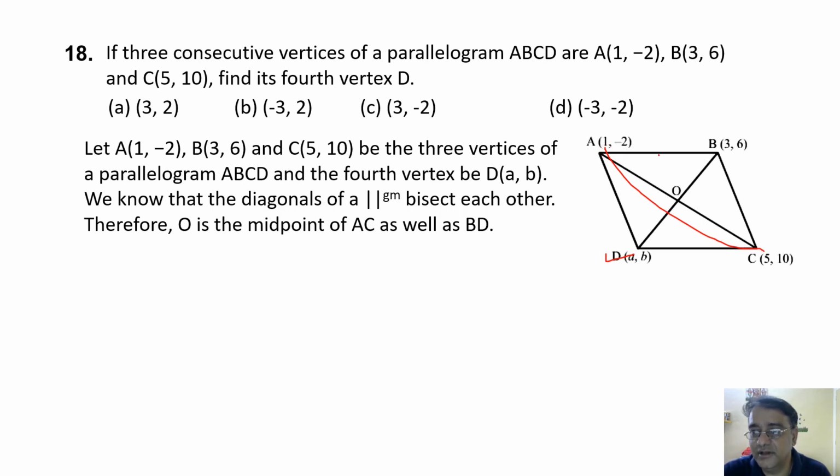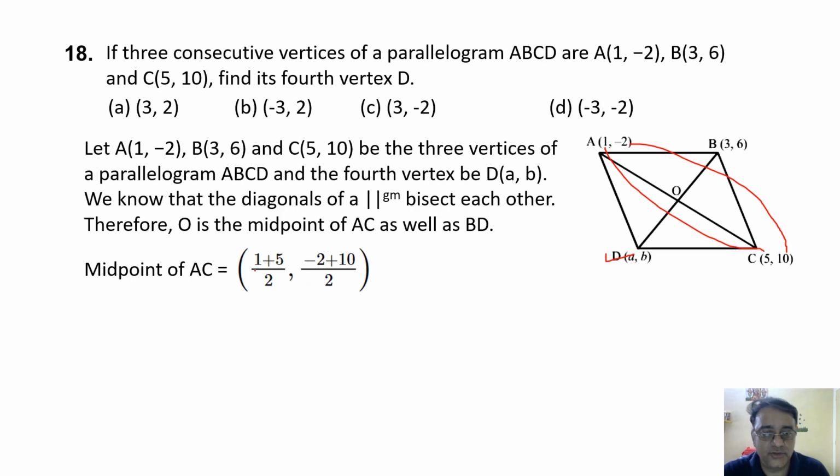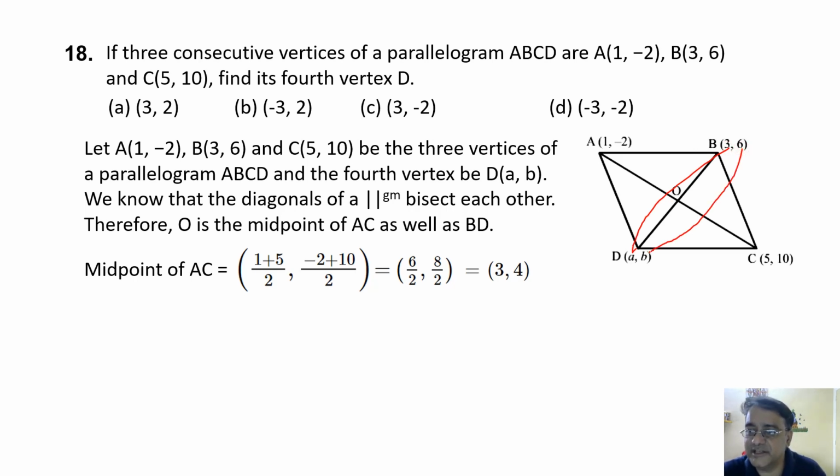Right, now midpoint of AC, ध्यान से देखो, 1 plus 5 by 2, minus 2 plus 10 by 2. So this will become 6 by 2 and 8 by 2. So 6 by 2 is 3, 8 by 2 is 4. So 3, 4. Now midpoint of BD. So A plus 3 by 2, 6 plus B by 2, right? You can write any way.